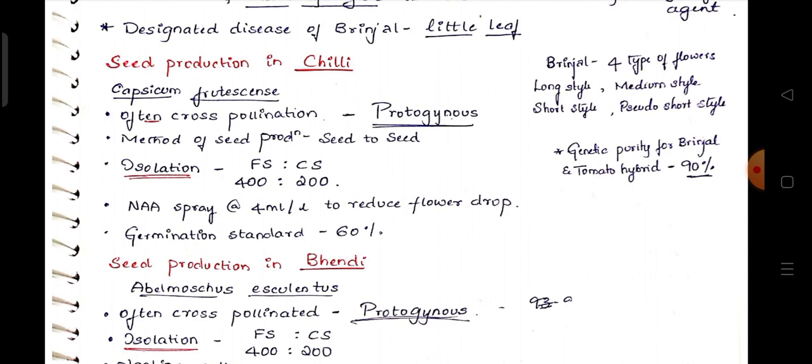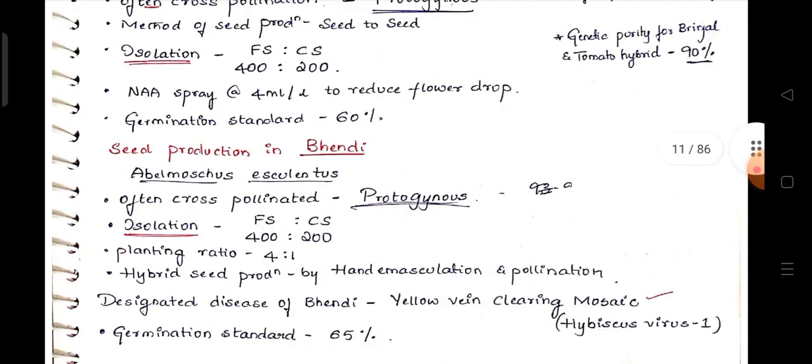Coming to seed production in chili, a Capsicum species, often cross-pollinated, protogynous condition is found. Method of seed production is seed to seed. 400 and 200 meters of isolation distance for foundation and certified seed is practiced. An auxin, NAA, is sprayed at the rate of 4 ml per liter to reduce flower drop. Germination standard is 60%.